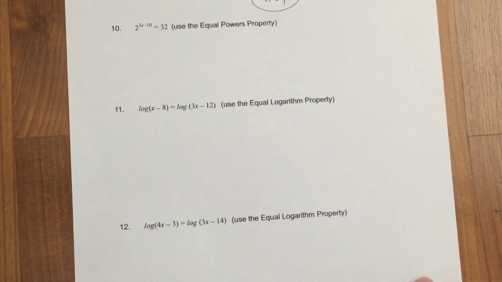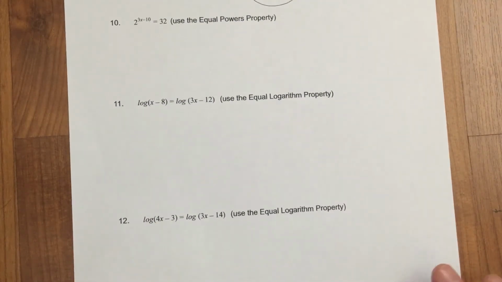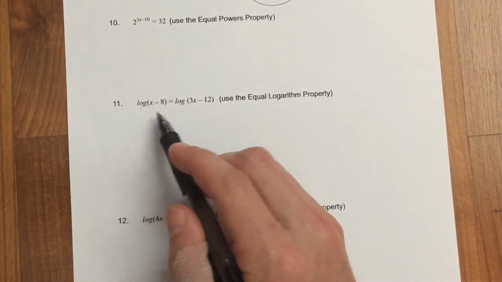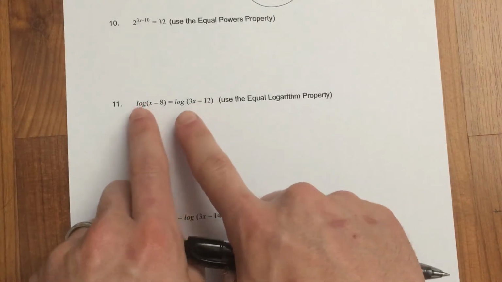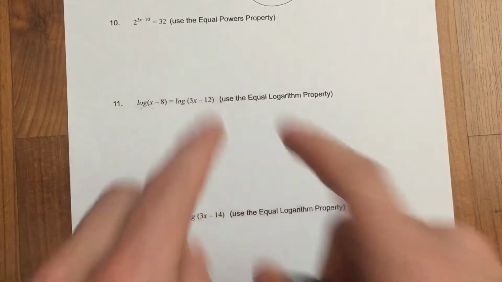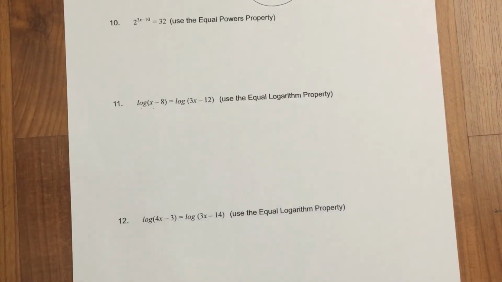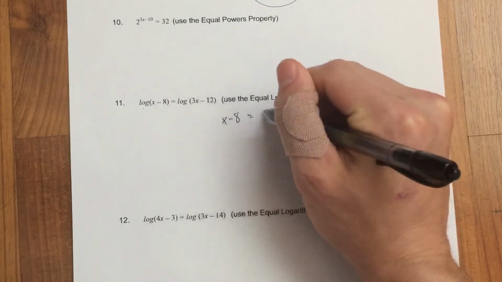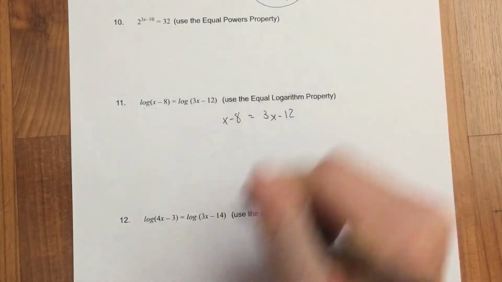Checking out the equal logarithm property, very similar concept to equal powers. I had the log of something equals the log of something. Well, they're each taking the log of it. So therefore, these two portions, the value I'm taking the log of, must be equal to each other. x minus 8 must be equal to 3x minus 12.